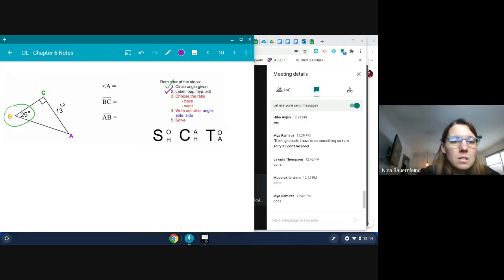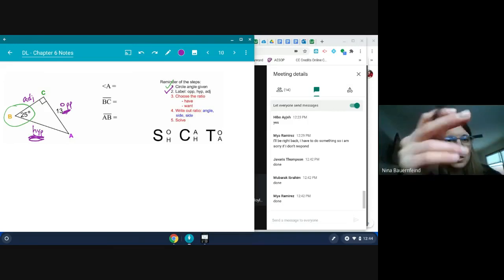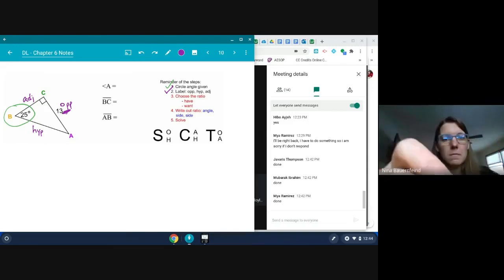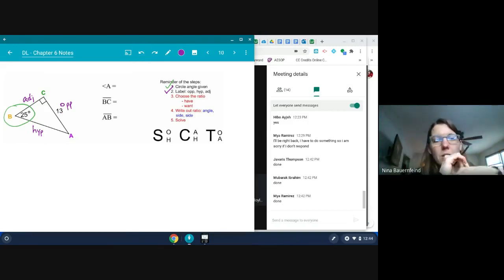Okay, this one should be op, this should be hyp, and this is adjacent. This one's op because it's not touching the 25-degree angle. It's not one of the two sides that touches. This is hypotenuse because it's across from the 90-degree angle. And then the last one's what's left, the adjacent. If you didn't have those, just fix them.